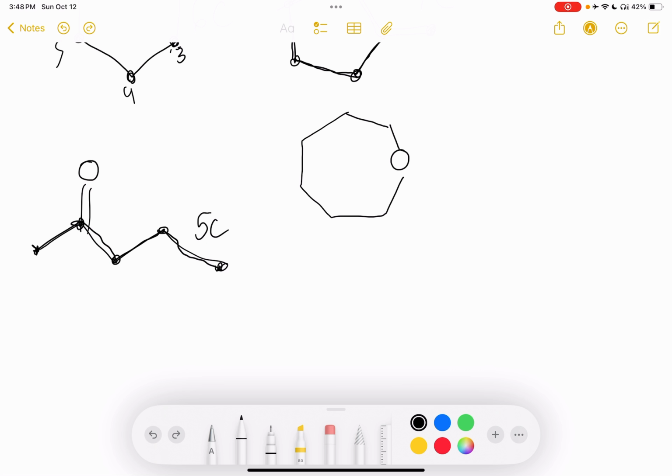So I'm going to start over. And the reason that that was wrong was because this line is going into the heteroatom. And so even though it's the end of the line, it's attached to this heteroatom, and so it doesn't have a carbon. So the correct answer would be to start here. 1, 2, 3, 4, 5, 6. So that's 6 carbons.